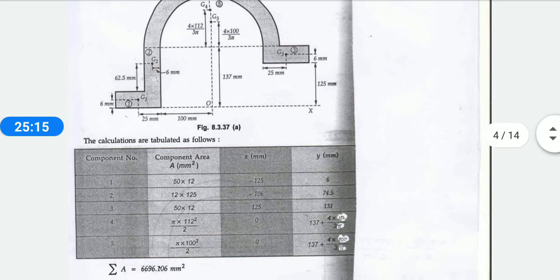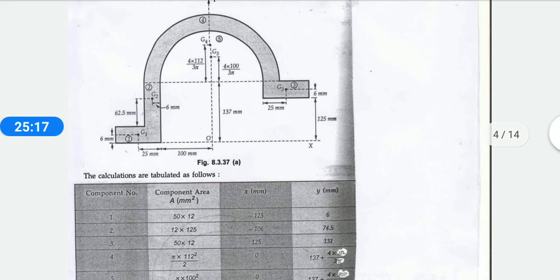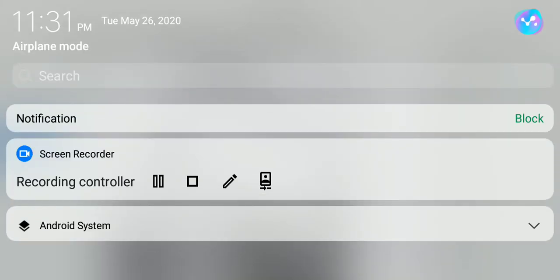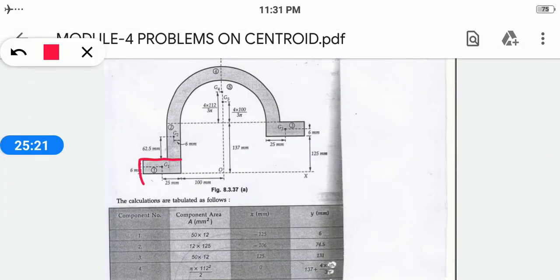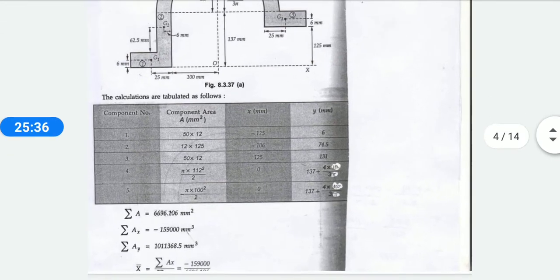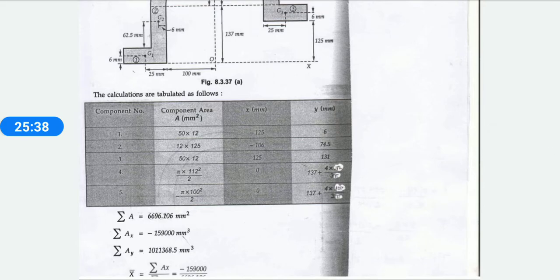Same like that, how will you calculate y? It is from your x axis you need to calculate. See, in this thing the total is 12. From this to the center it is 6 mm. You can take it as positive because it is from the axis, so it is above, so we are taking it as 6.